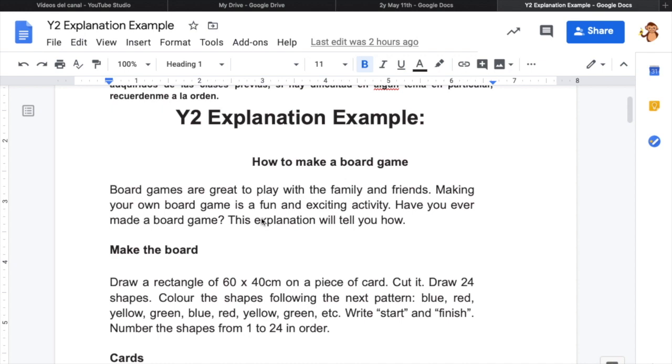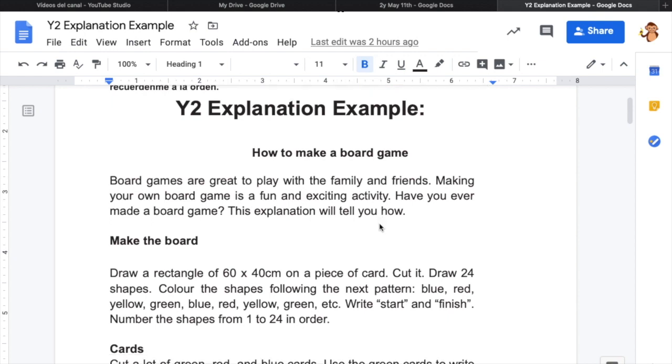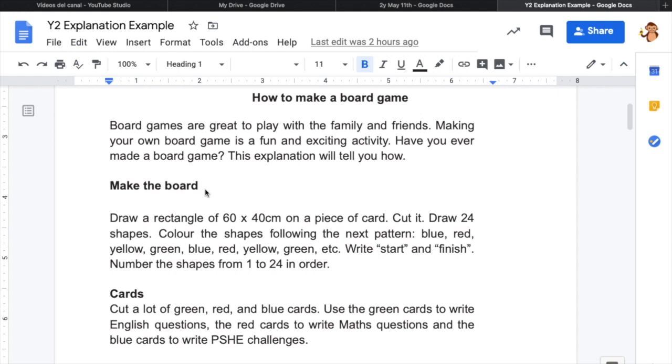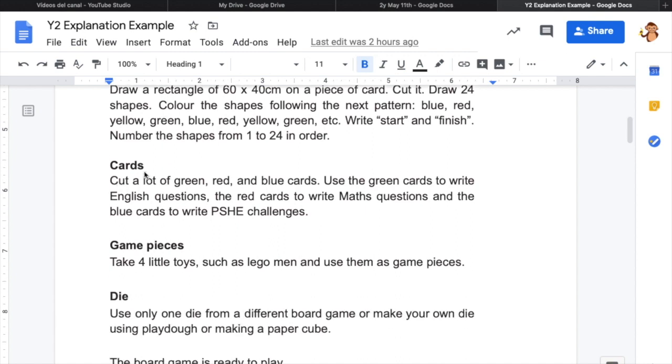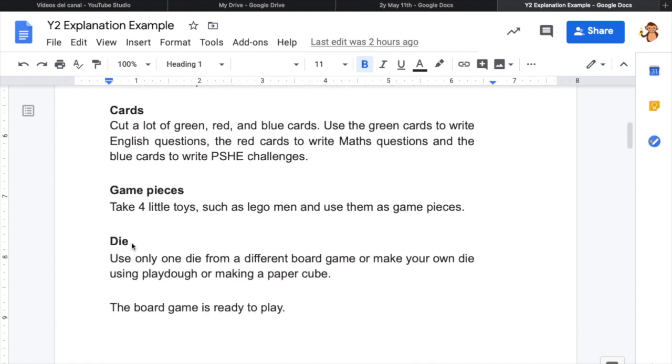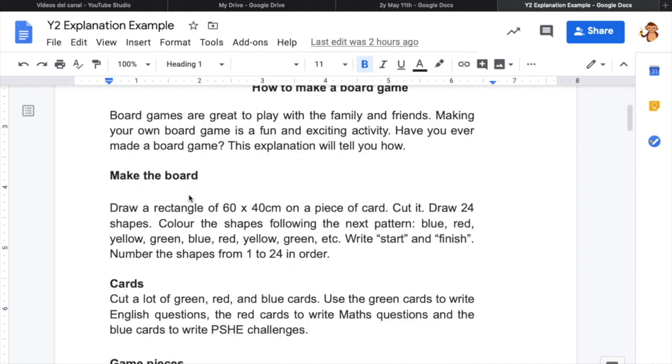Have you ever made a board game? This explanation will tell you how. So here, as you can see, I'm trying to make it exciting and interesting to read. Then I divided it in sections. Look, I have make the board, I have cards, game pieces, and the die. So make the board. Here you're going to explain how you made the board.